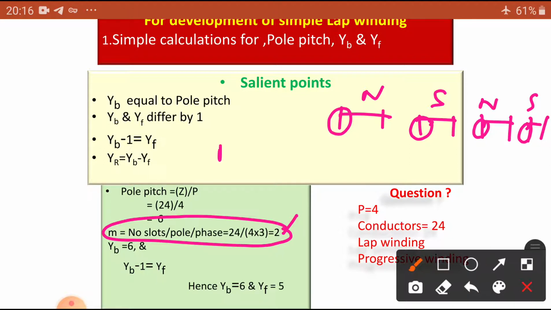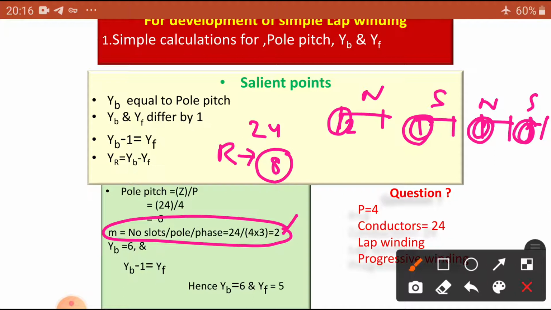That means for the R phase we are going to give the number of coils. Out of 24 slots, we give 8 slots to the R phase. Those 8 slots are distributed under the north pole 2 slots, 1 and 2, and under the south pole 2 slots, under the next north pole another 2 slots, and under the next south pole another 2 slots, at a pole pitch of 180 degrees between the north and south poles.